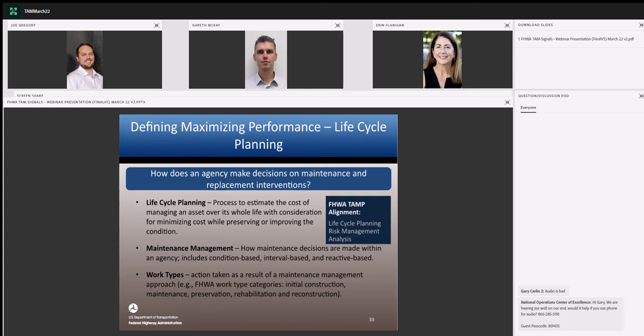The second bullet point here talks about maintenance management, and within the primer there's a lot of discussion about these different maintenance management approaches.